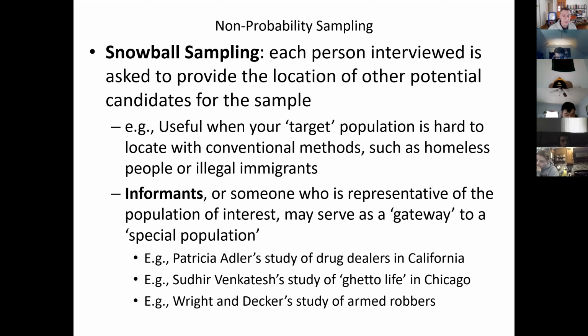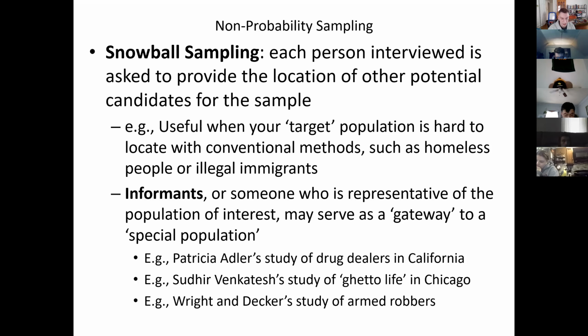A few examples: Patricia Adler did a study of drug dealers in California. She knew a few drug dealers who were dealing drugs in the apartment right above hers. She met these guys, and over time she gained their trust, and she went out and did a large qualitative study of drug dealers who were coming from Mexico and going into California and all over the place.